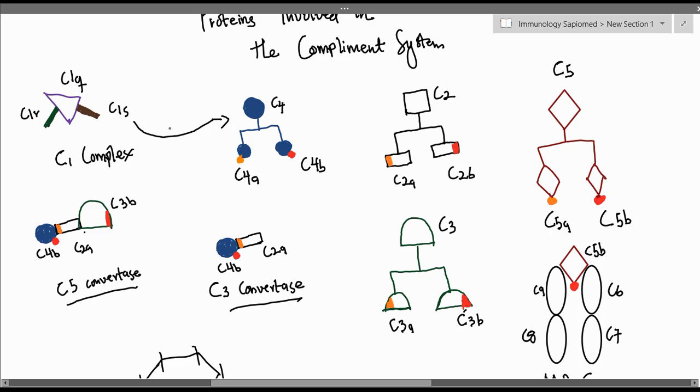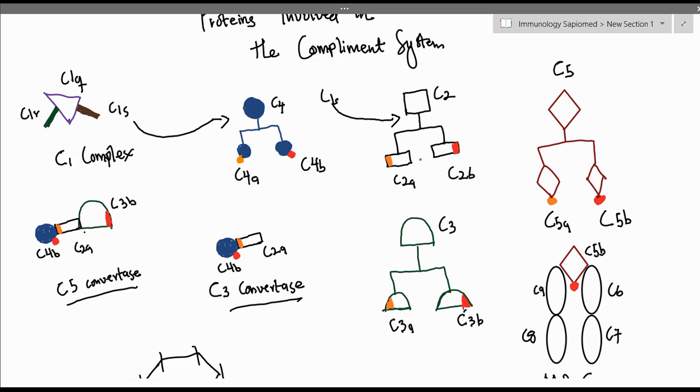So C1s is the same protein that is responsible for cleaving C4 into C4A and then C4B, and it's the same C1s that is responsible for cleaving C2 into C2A and then what? C2B. So basically this is all the logic we are going to need to understand the complement system.